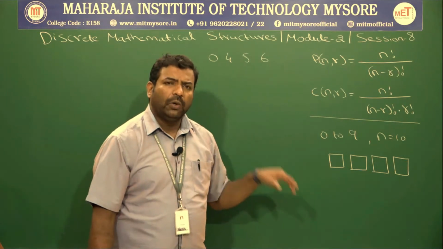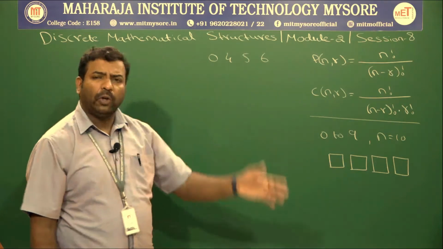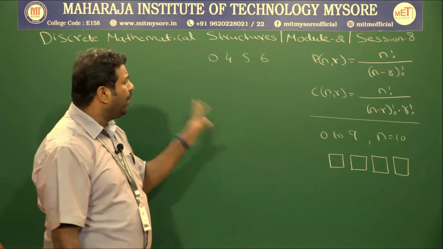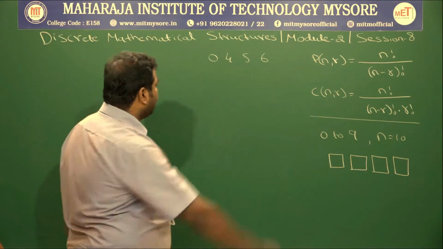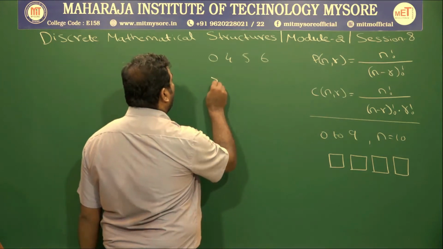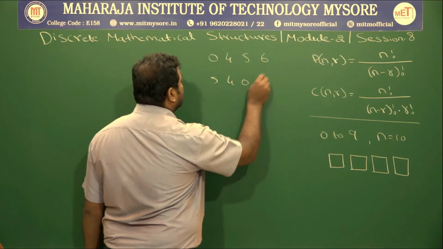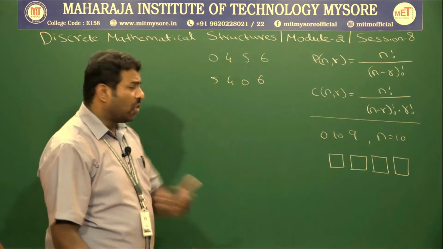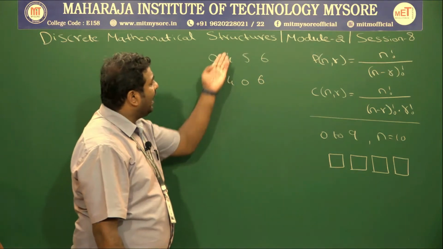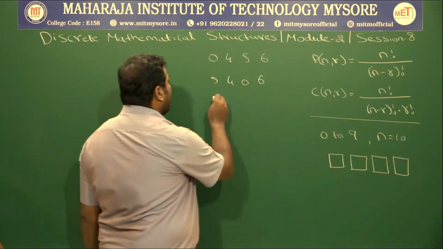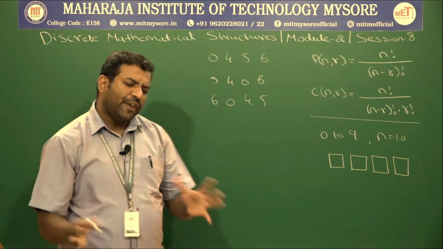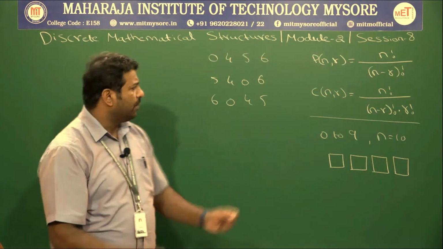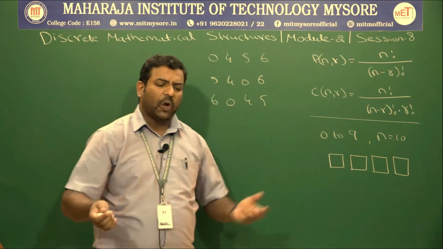And so now what do I do? I'm not giving any order here. So 0, 4, 5, 6 I can give, the locker will open. Or even if I give 5, 4, 0, 6, the locker will open, because again it's a combination of the same 4 digits. Again, if I use 6, 0, 4, 5, the locker will open. So if I give any combination, the locker will open.